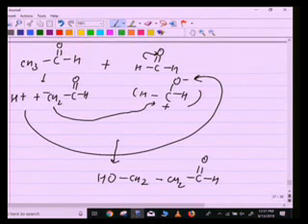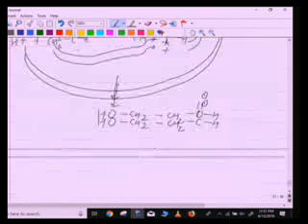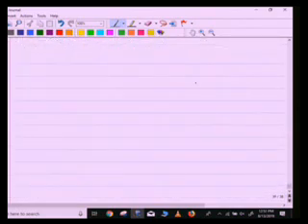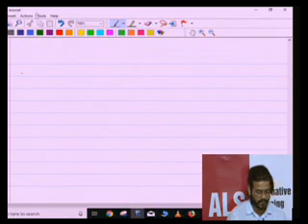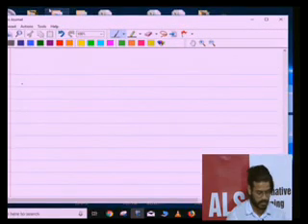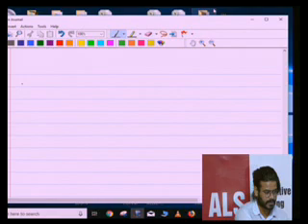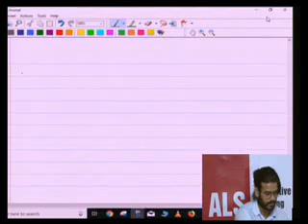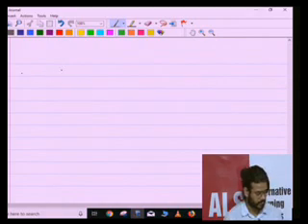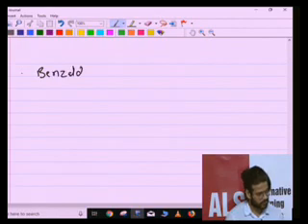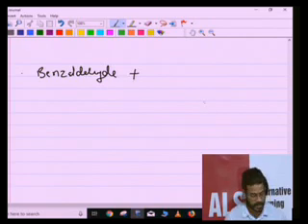Okay, so small question for you. I have benzaldehyde. Benzaldehyde. And you need to react it with, again, ethanol.